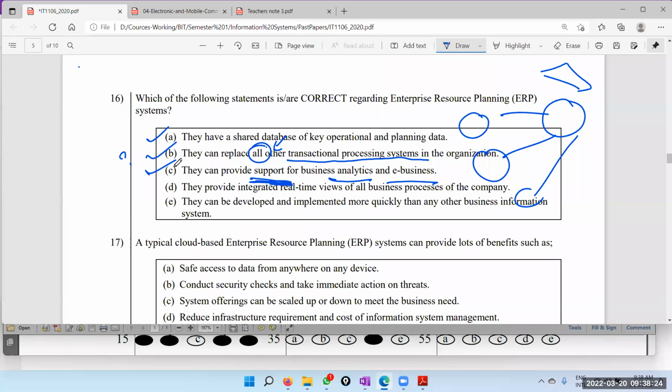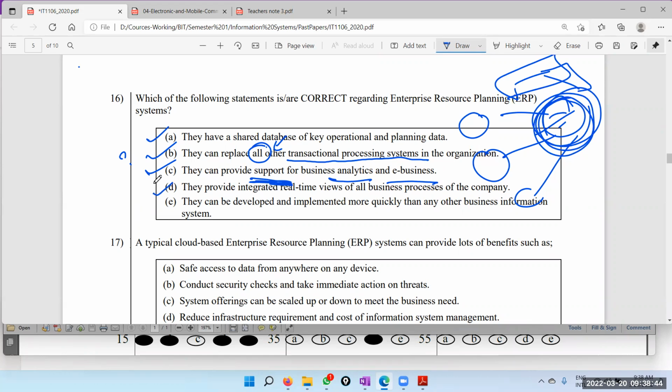They provide integrated real-time views of the business processes of the company. Yes, it can be integrated because it has all the operational data. Especially with the database, we can integrate it to get a real-time view of the business processes.